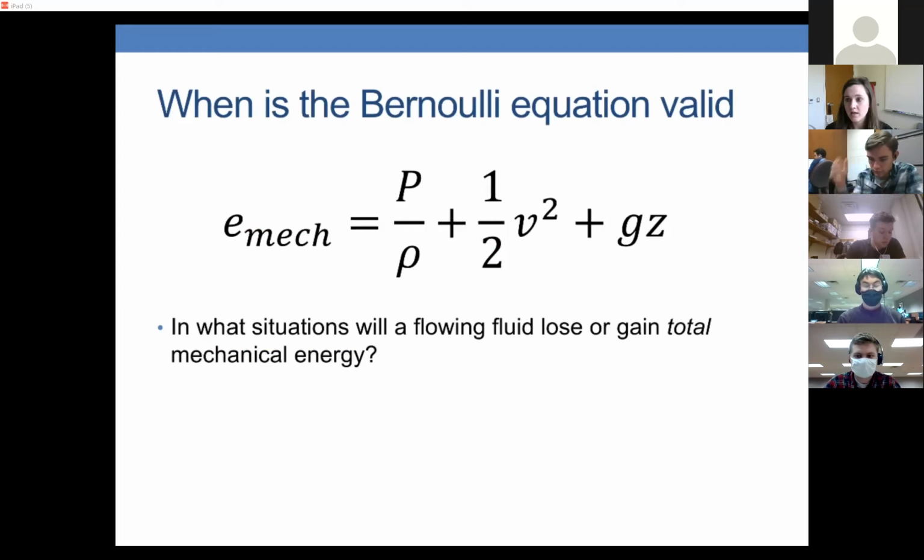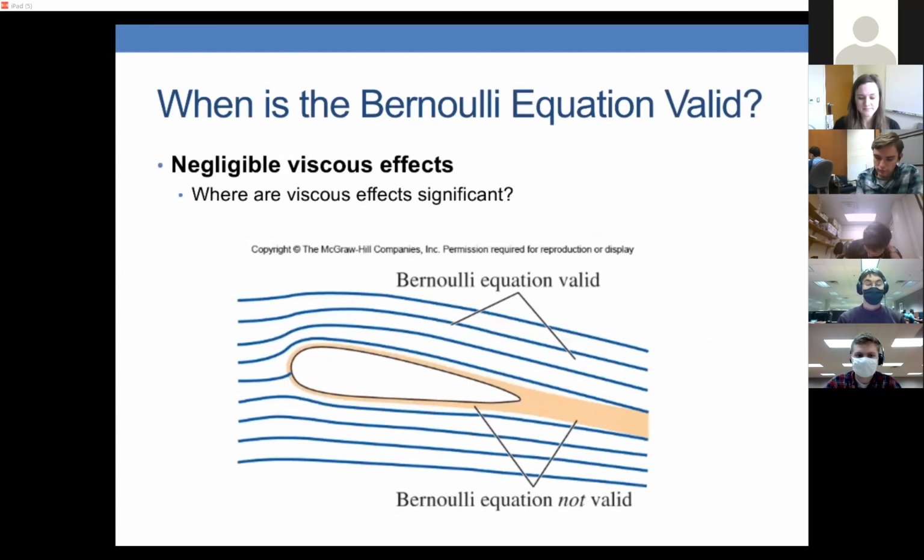Rankin says viscosity. So viscosity, there's always viscosity, every fluid has viscosity. But when viscous forces are significant, they will lead to significant friction. And so that may have been what you were thinking of. Okay, so where is the Bernoulli equation valid? When we have negligible viscous effects.